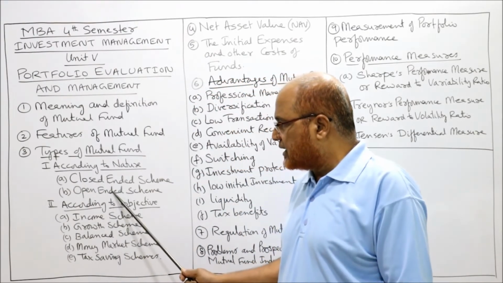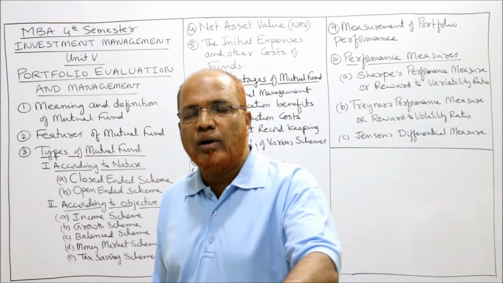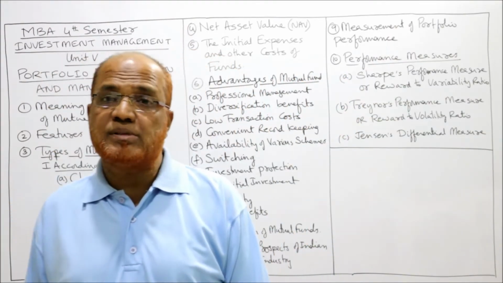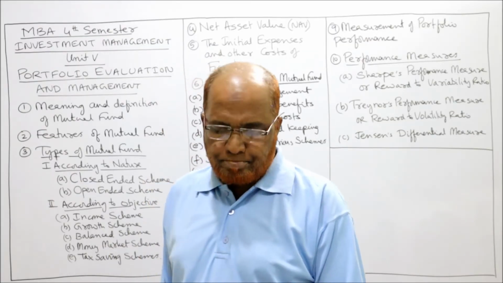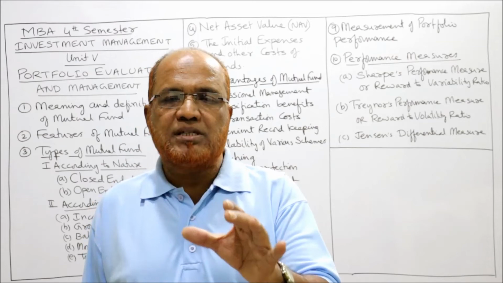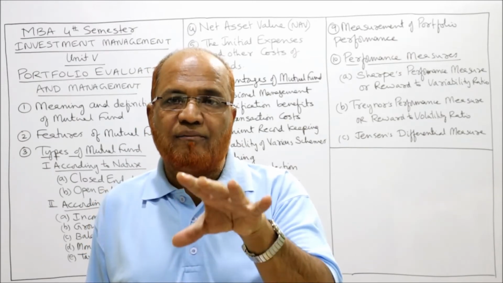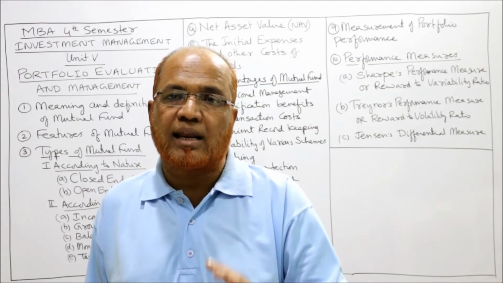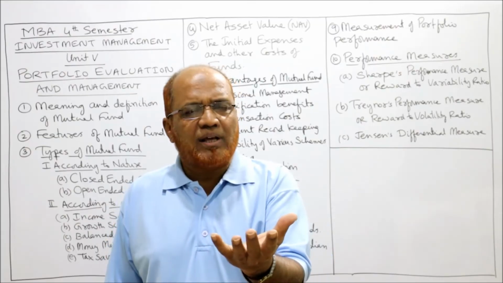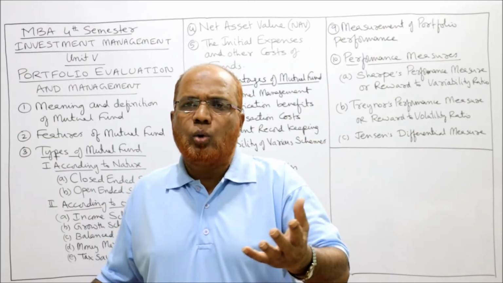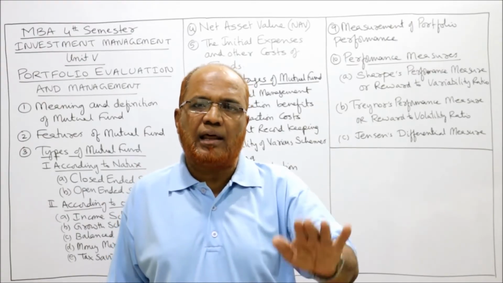So we have discussed closed-ended and open-ended schemes. Now, according to objectives, the mutual fund schemes can be divided into different categories. The first category is income scheme. Income scheme का मतलब ऐसी स्कीम जहां पर इन्वेस्टर का मेन वेटेज, he is emphasizing more on getting the regular income. अब एक इन्वेस्टर है, उसका ऑब्जेक्टिव ये है कि I want a regular income. I don't want a huge capital gain, capital appreciation. I want a steady income, regular income.